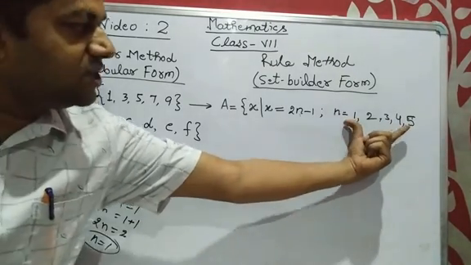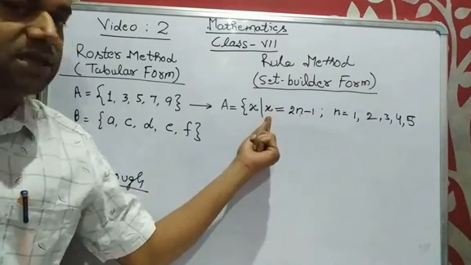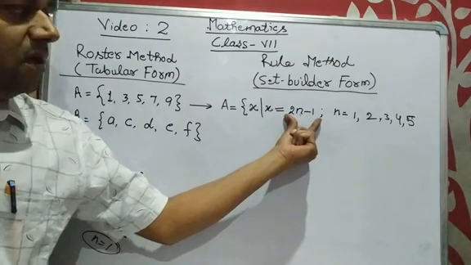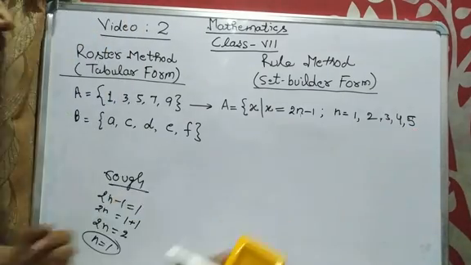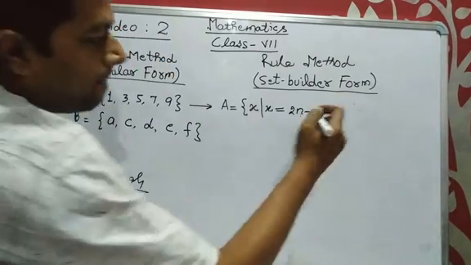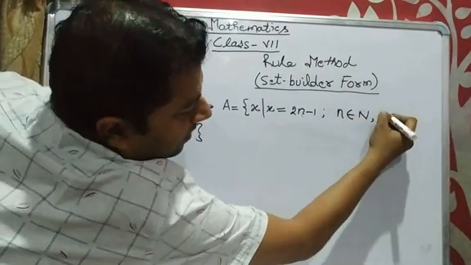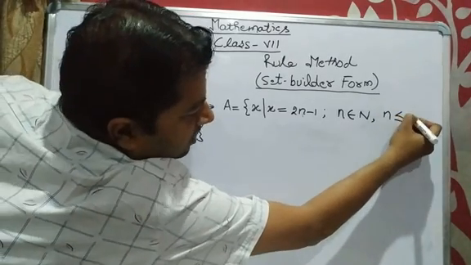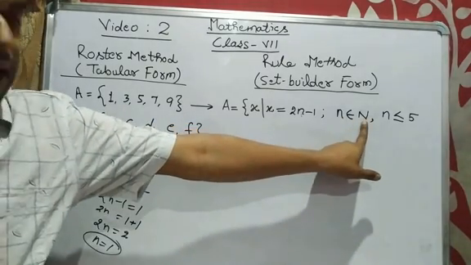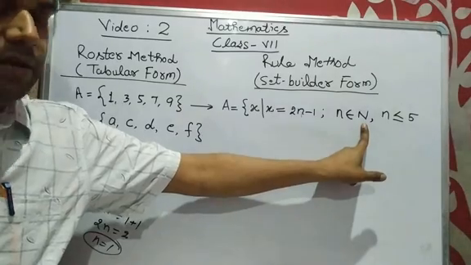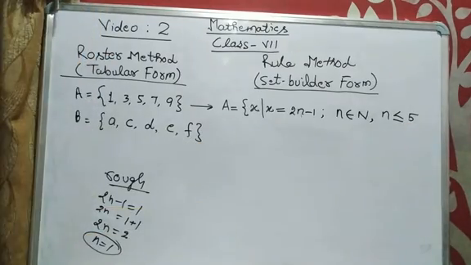So, students, we can see here the value of n with respect to this mathematical definition for x, that is the element, the value of n starting from 1 up to the 5. Up to the 5. So, in short, we can write n belongs to natural number, n less than or equal to 5. The value of n is a natural number starting from 1 and up to the 5, not greater than 5. Now stop.